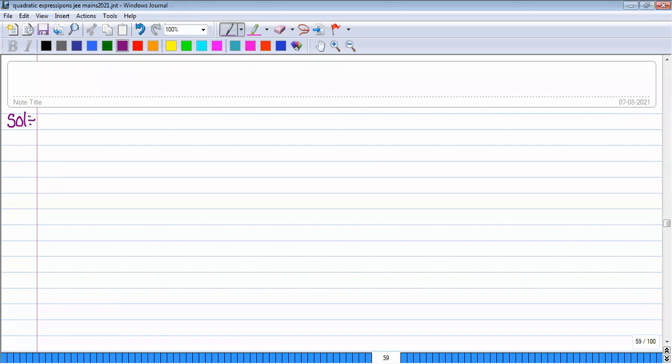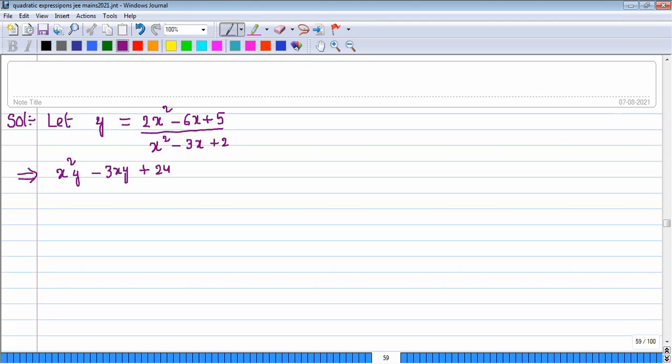Right. So let y equals 2x square minus 6x plus 5 upon x square minus 3x plus 2. So if you cross multiply, we get x square y minus 3xy plus 2y equals 2x square minus 6x plus 5.